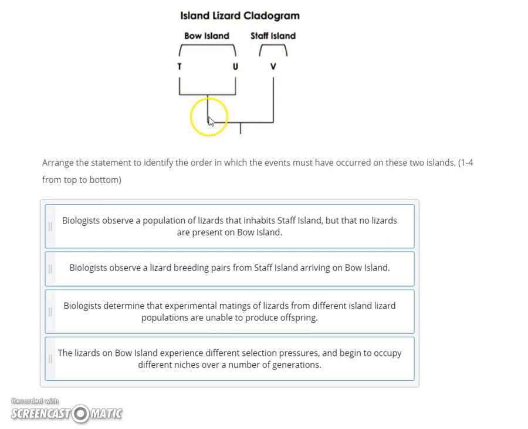And then as time goes by, going up this ladder here means time goes by. Eventually our last step happens, where lizards on Bow Island start to become different enough that they speciate and become two different species. So that's our correct order there.